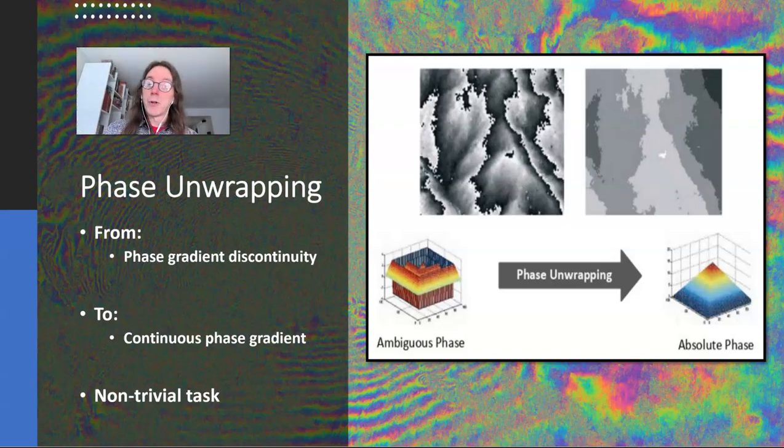To take DInSAR further, one can unwrap the wrapped phase. Doing so is not a task that is easy or fast, and is in fact one of the most challenging and processor-intensive tasks of InSAR. However, doing so allows transforming the discontinuous phase gradient of the wrapped phase into a continuous phase gradient over the image area, thus allowing one to derive absolute instead of relative deformation values.